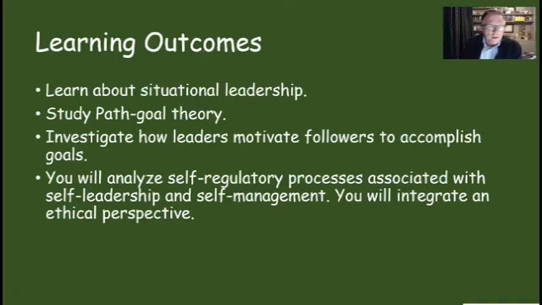Learning outcomes. We're going to look at something called situational leadership. I'll give you some more information about this, but that particular theory is pretty important. It helped me understand some leadership issues that I had to take care of, and maybe it'll help you as well. So make sure you check that out.